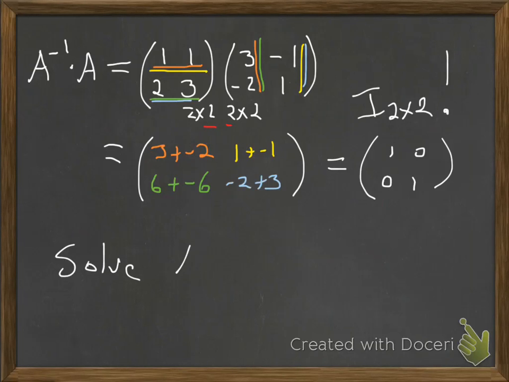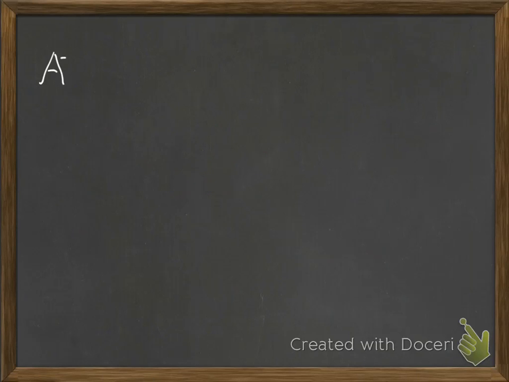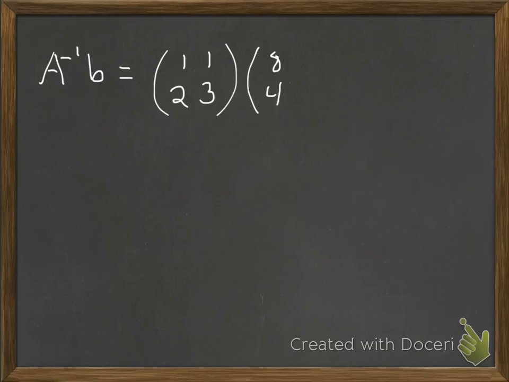Okay, so when I solve AX equals B by the inverse method, all I got to remember is I'm going to multiply A inverse times the constant part, whatever your system of equations, the two things it's equal to. Okay, or three things depending on how big the matrix is. All right, so A inverse B for this particular one was 1, 1, 2, 3, and then our B was 8, 4 for this particular example we've been playing with.